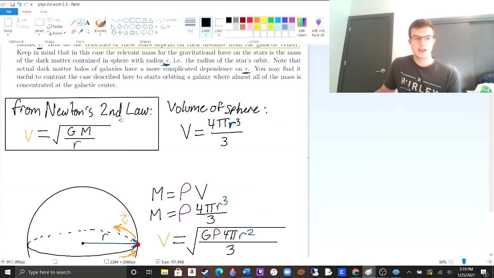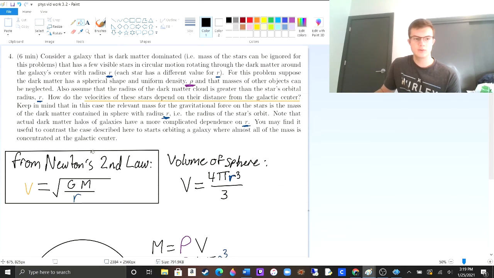But we get from Newton's second law that the velocity of something orbiting another object is equivalent to the square root of our gravitational constant times the mass of whatever our object is orbiting, divided by the radius that it orbits at from the center of the object. So if we have a sphere, which we do, of dark matter, we have to find the volume of the sphere to relate it to the density and find the mass. The equation for the volume of a sphere is 4 pi r cubed divided by 3.